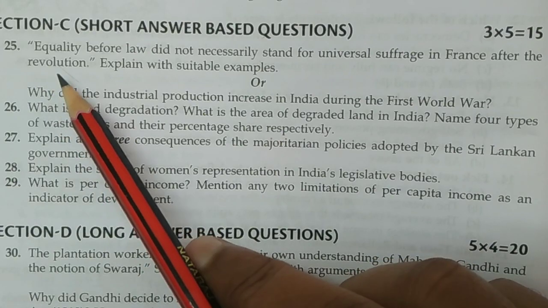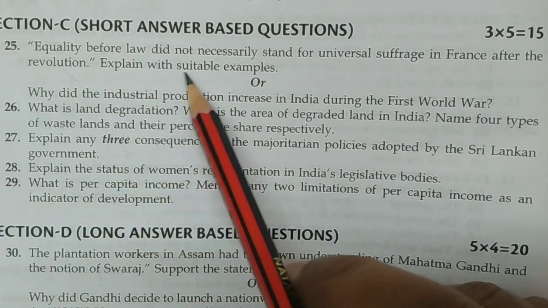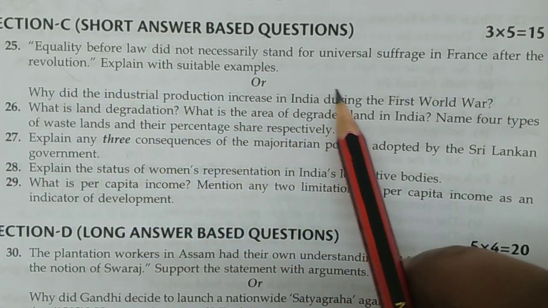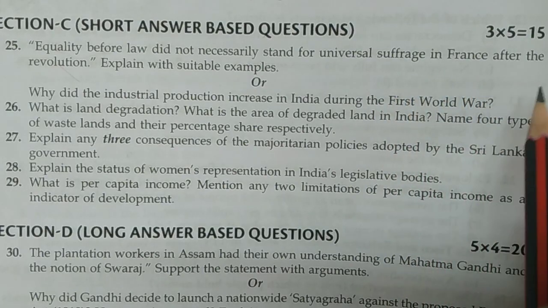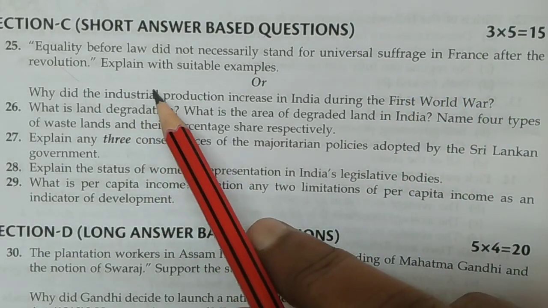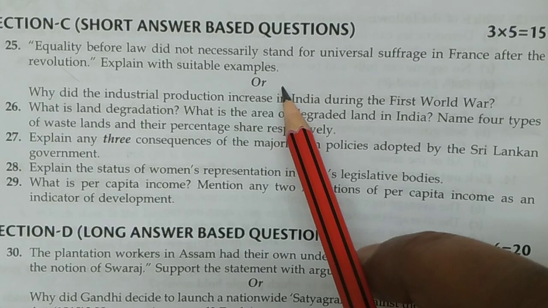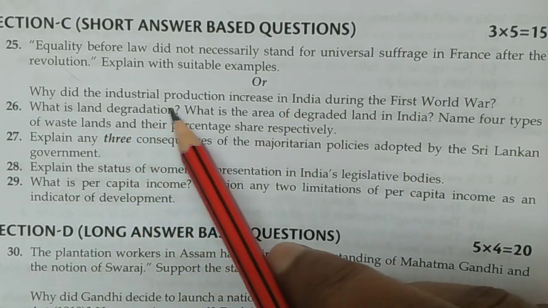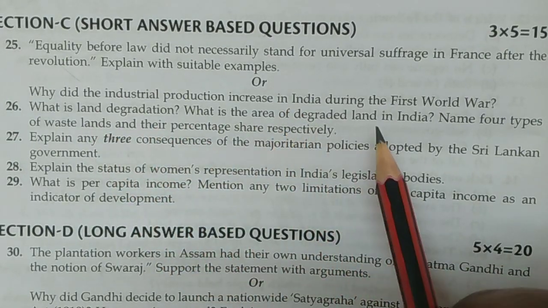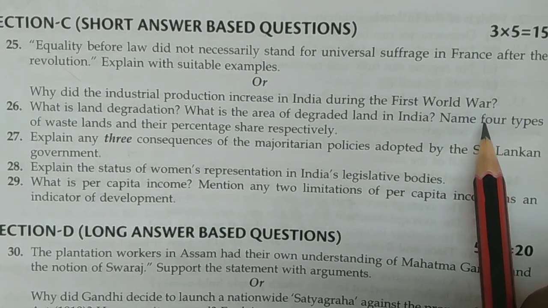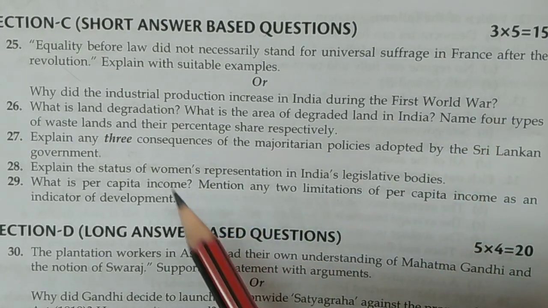Question number 25: Equality before law did not necessarily stand for universal suffrage in France after the revolution. Explain with suitable examples. Next, why did industrial production increase in India during the First World War? So these both are really very important. You must keep practicing properly.